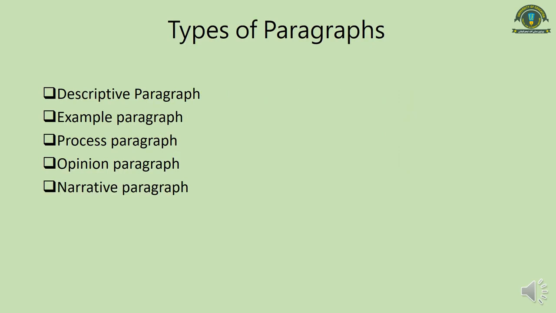We have several types of paragraphs. So first of all, we have the descriptive paragraph. In a descriptive paragraph, we describe something using descriptive words. For example, if I talk about my house, my car, my pet, I am basically describing them. While describing them, I'll be using descriptive words and telling about how they look, what color they have, all these things. And then we have the example paragraph.